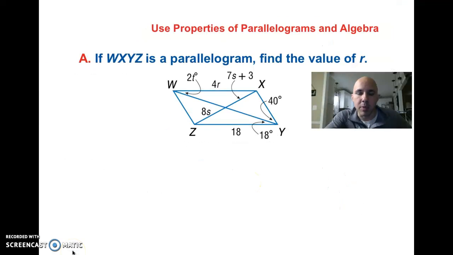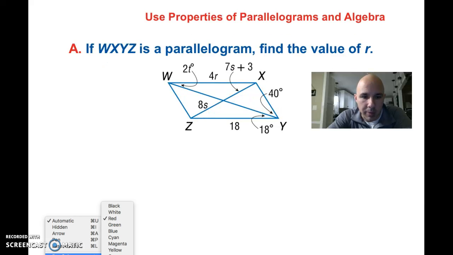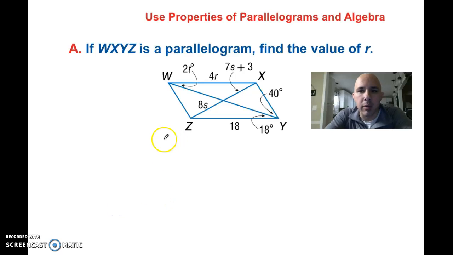All right, this is example 2 for benchmark number 25. Let's read this very carefully. All right, let's continue this example. We want to find the letter R in this case. So I'm going to locate this in my parallelogram. It's right over here, 4R. It's going to be the segment WX.